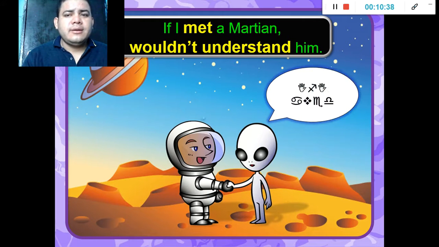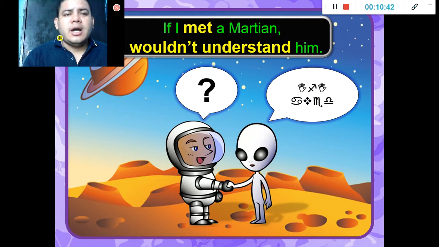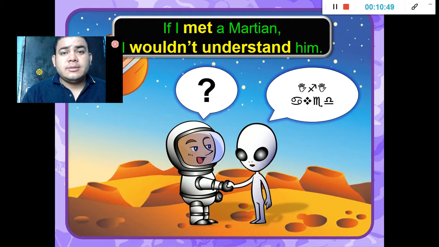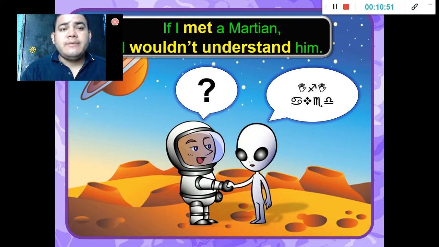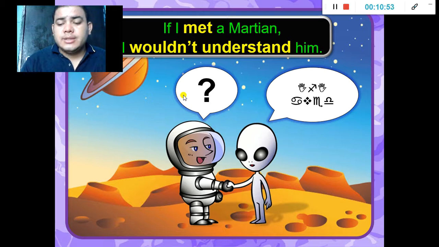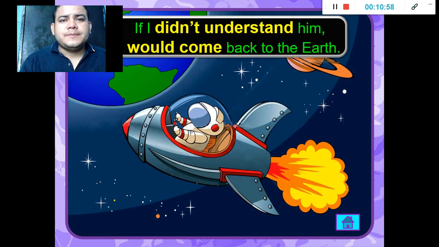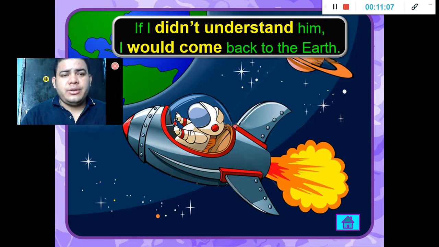If I met a Martian, I wouldn't understand him. If I went to Mars, if I met a Martian, I wouldn't understand him, right? Because they speak differently, supposedly. So if I didn't understand him, I would come back to the earth.